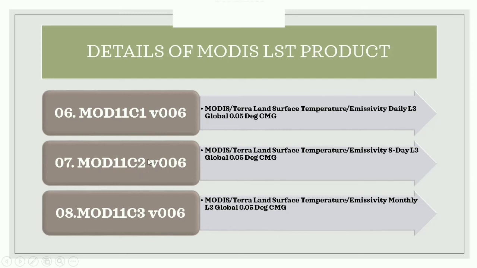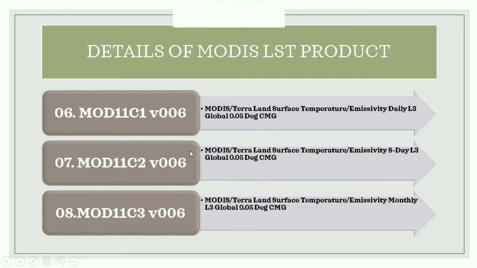So MODIS 11C1 is giving daily L3 global 0.05 degree. So here the resolution is coarser, but it is covering a very large area. So if your study area is a country or you are doing some analysis globally, you can use this data for your land surface temperature analysis. This is also a global product, with a resolution of 0.05 decimal degrees. So this is also a very good resolution.